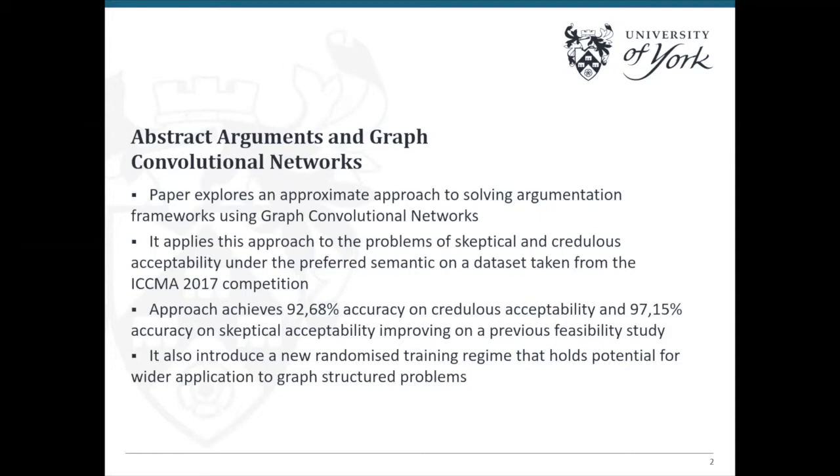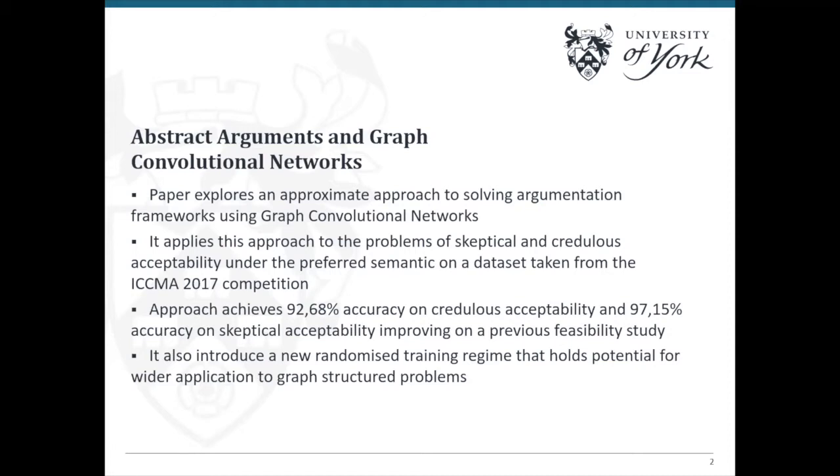It uses this approach on effectively two classic problems, which is skeptical and credulous acceptability under the preferred semantic, on a data set that has been taken from the second international competition on computational models of argumentation. We managed to get relatively good accuracy, up to 92.68% on credulous acceptability and 97.15% on skeptical acceptability, which is somewhat better than a previous feasibility study done by other authors in this field.